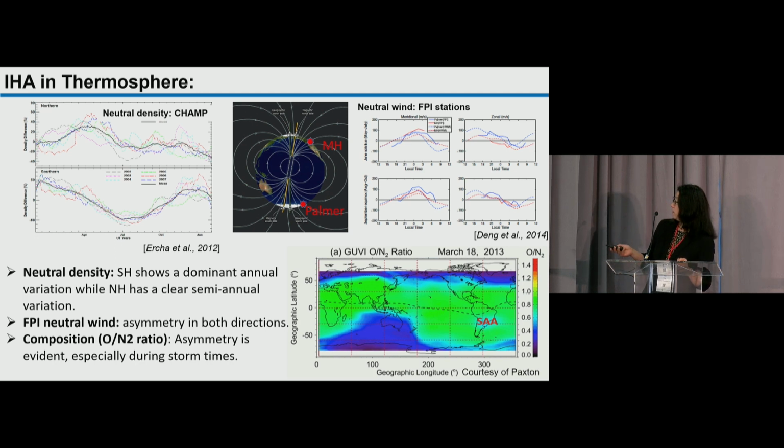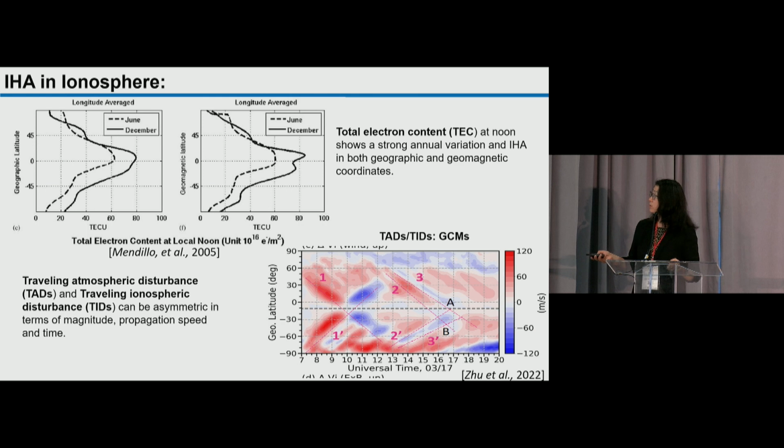Meanwhile, the GUVI O/N2 ratio observations from the TIMED satellite showed a strong asymmetry in the thermosphere composition, and this asymmetry became much clearer during a storm time. There's a big decrease in the southern hemisphere, which is way more than in the northern hemisphere. In the ionosphere, the asymmetry is also quite evident.